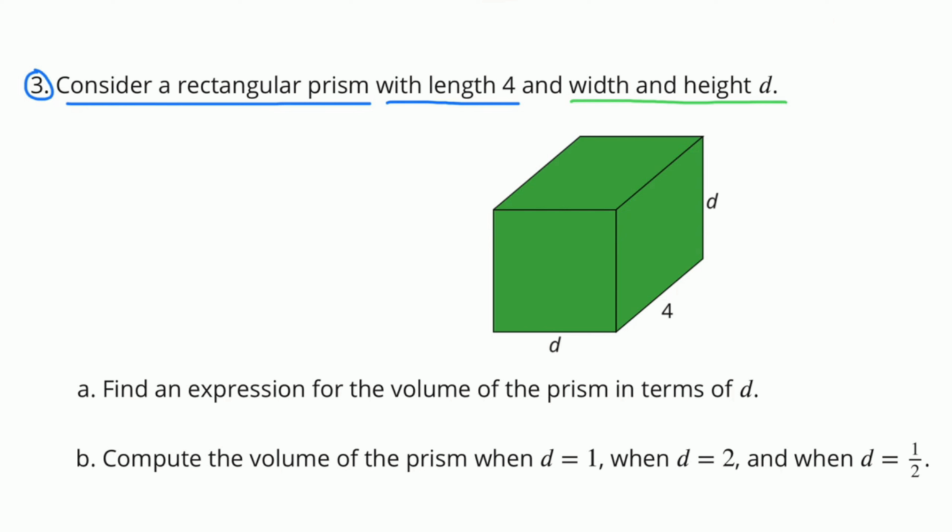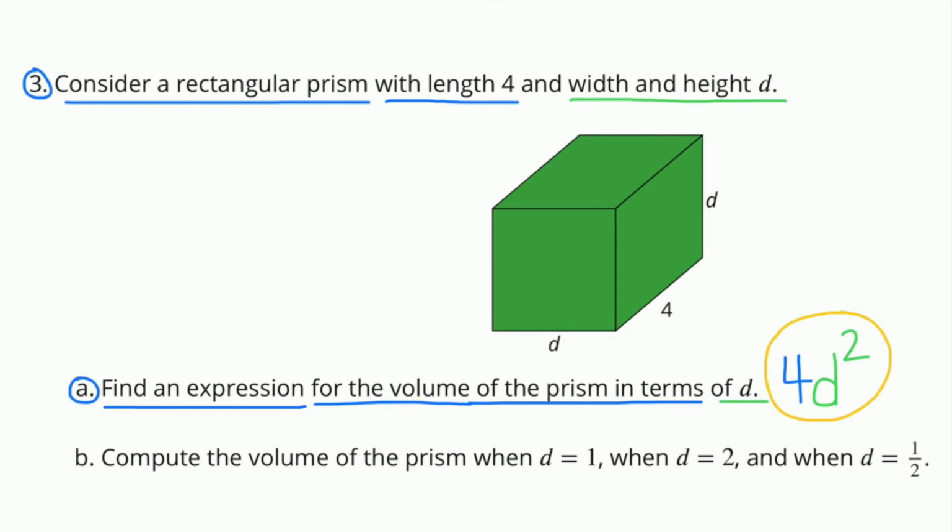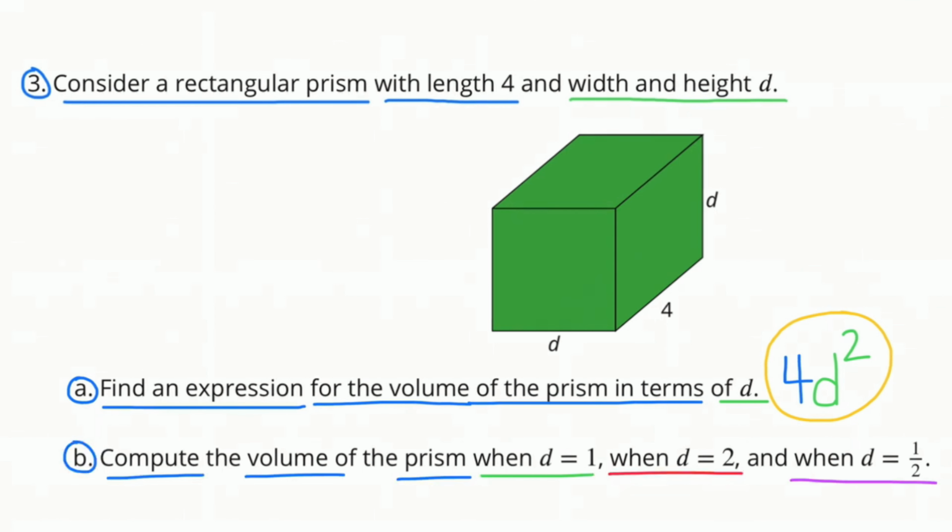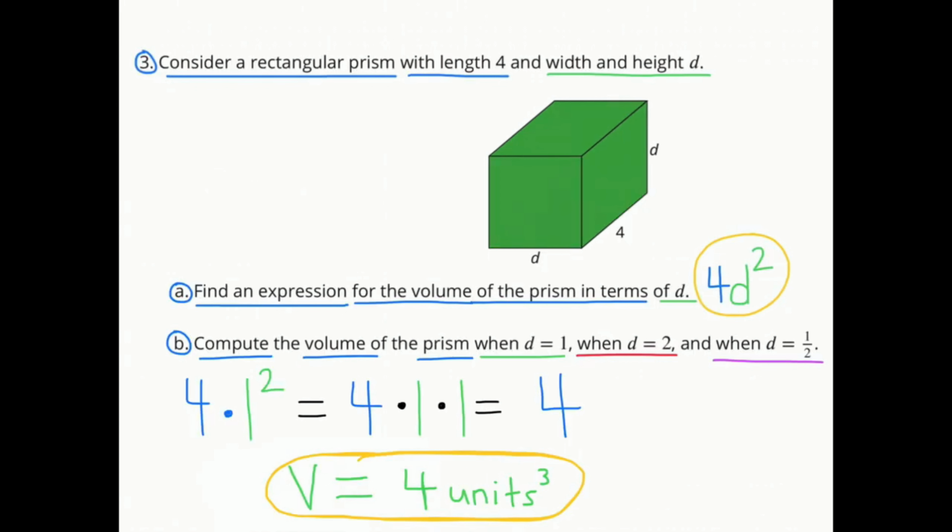Number 3. Consider a rectangular prism with length 4 and width and height d. A. Find an expression for the volume of the prism in terms of d. 4 times d squared, or 4d to the power of 2. B. Compute the volume of the prism when d equals 1, when d equals 2, and when d equals 1/2. When d equals 1, it would be 4 times 1 to the power of 2, or 4 times 1 times 1, which is 4. So the volume would be 4 units to the third power, or 4 units cubed.